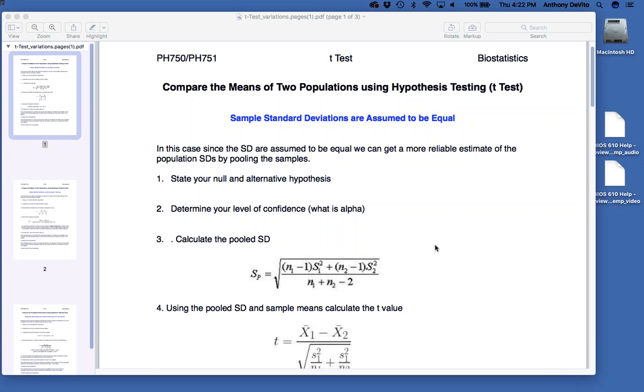Now, I just described the way we would do it for a single sample t-test. Known mean and a single sample that we take.